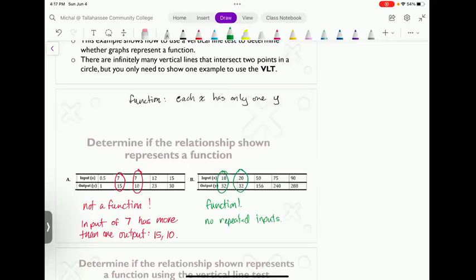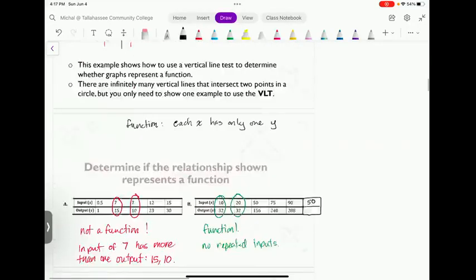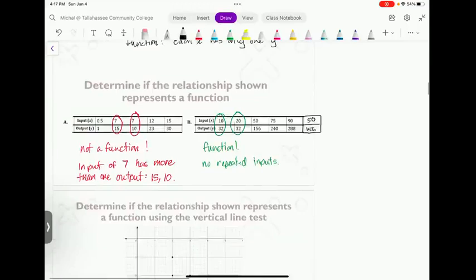Also, it's important to note that if there had been a repeated input, but that repeated input had an output that was the same as when it was originally in the table, that would have still been a function too. So to show that, I'm going to add a column to this table really fast. And I'm going to suppose that I had an input of 50. This 50 is also going to have an output of 156. In this case, it would still be a function because even though 50 repeats, it still has only one output of 156. Therefore, having a repeated input alone isn't enough to indicate that a table is not a function.